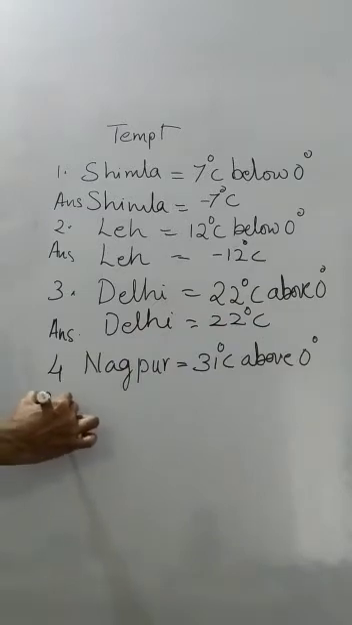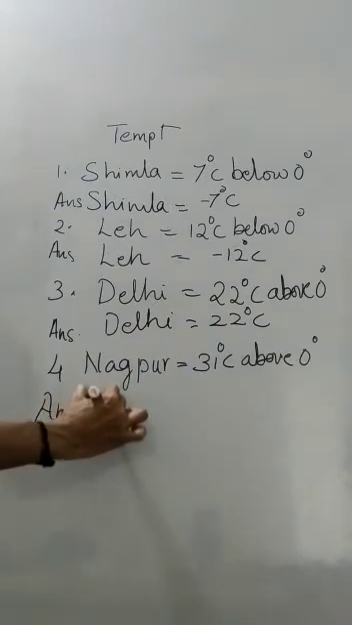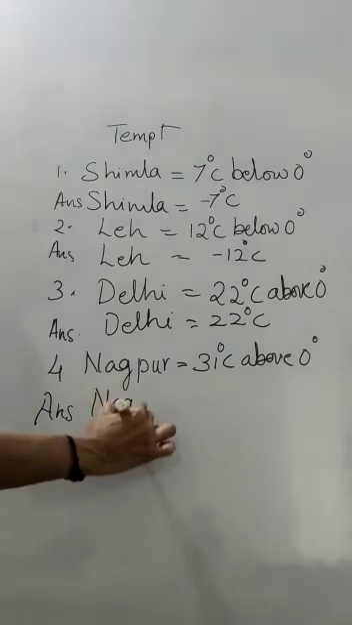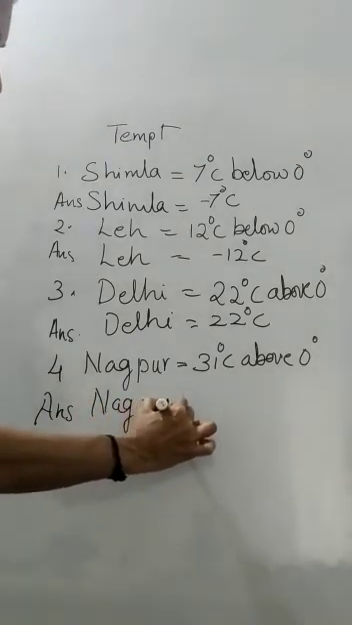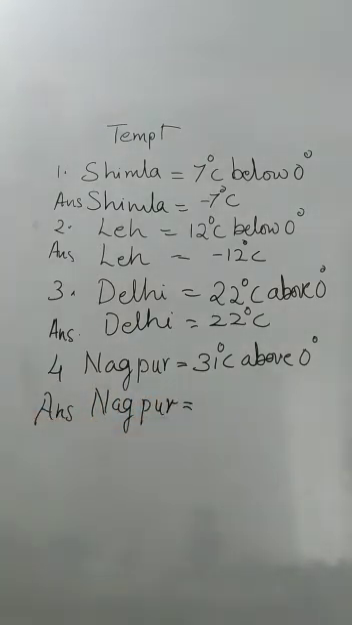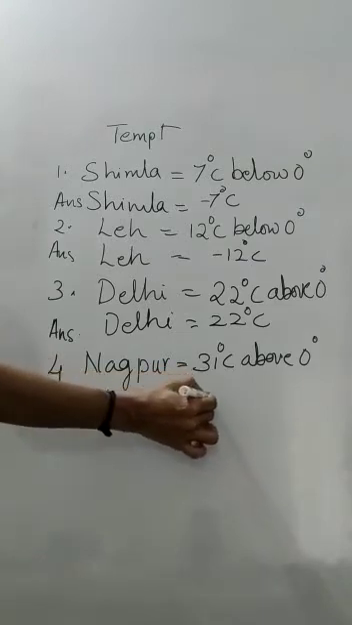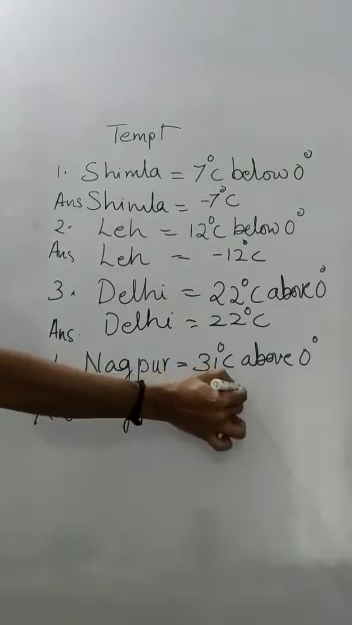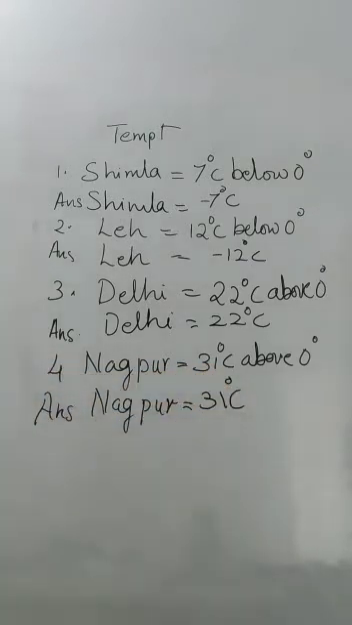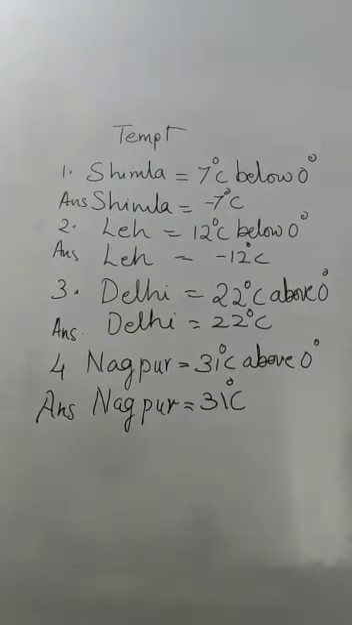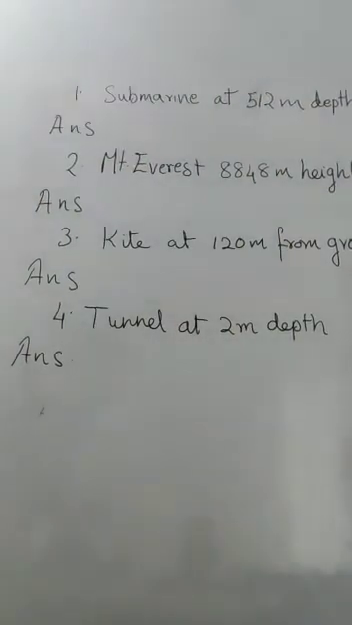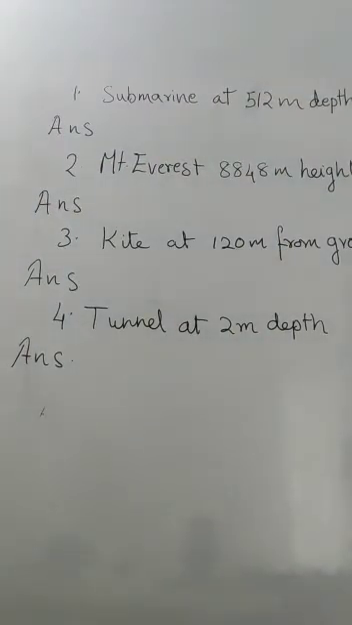Okay. Next, Nagpur. In Nagpur it is 31 degrees above. So it is positive. So you don't have to put the positive sign. Okay. 31 degrees. So this is how the temperatures can be represented. Okay. Now the next question is: write the number in the following examples using the proper sign.